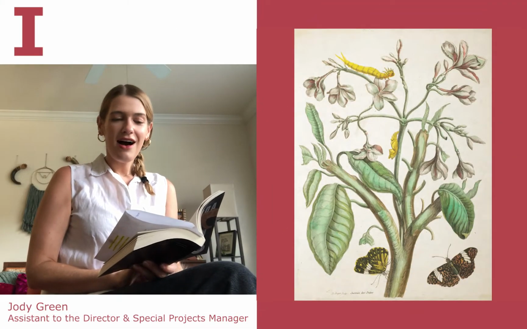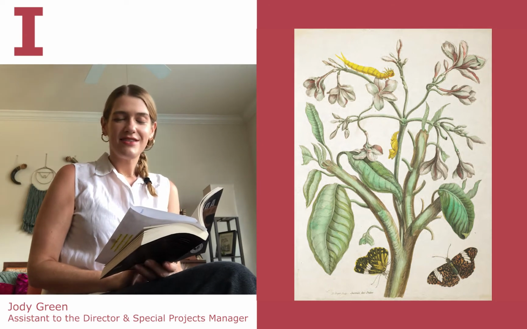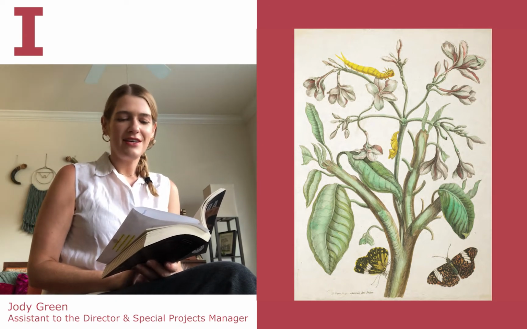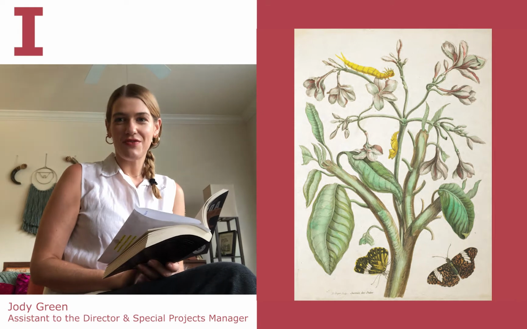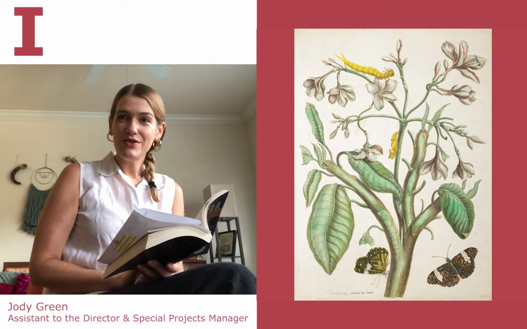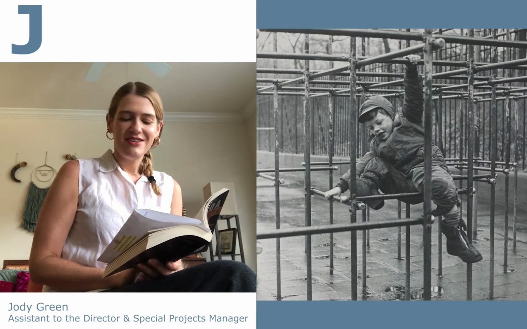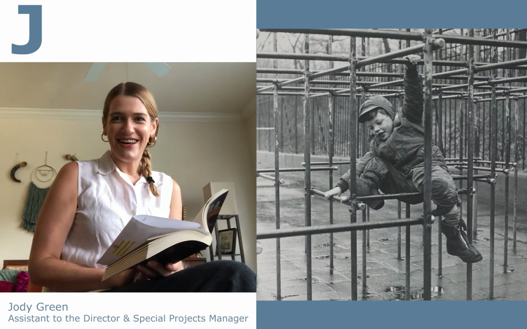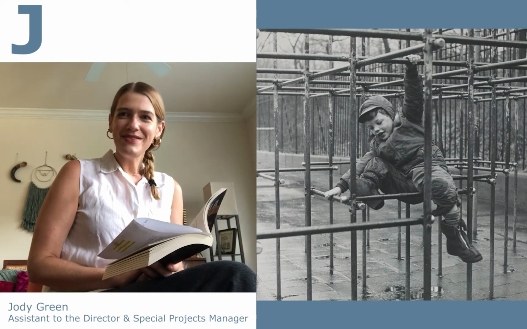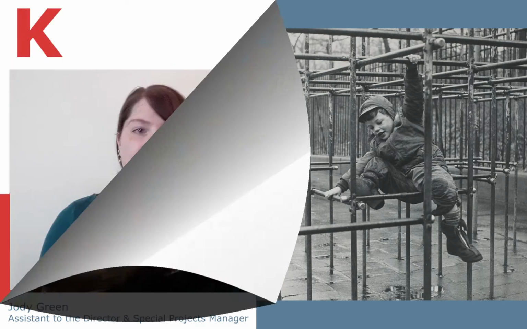I. I is for insect. To become a butterfly, these insects change form. How do you change as you grow? J. J is for jungle gym. A child climbs. Where do you like to play at the park?